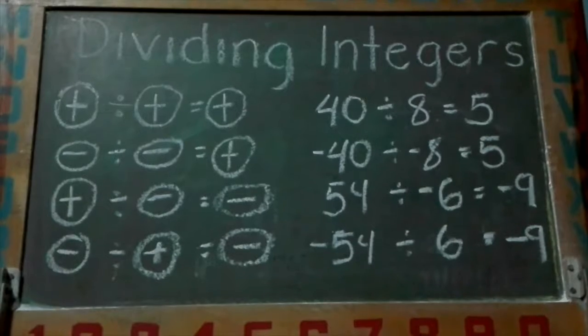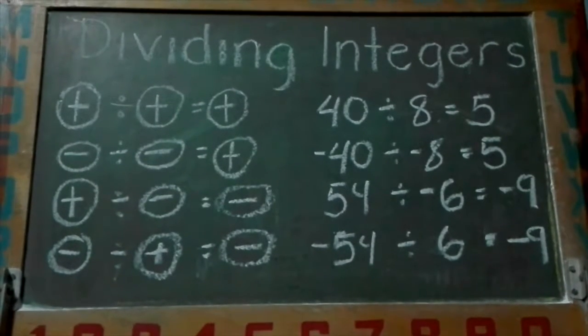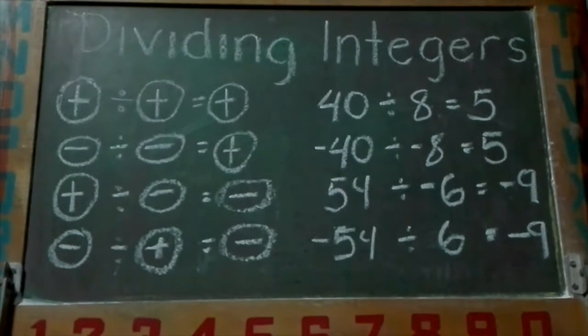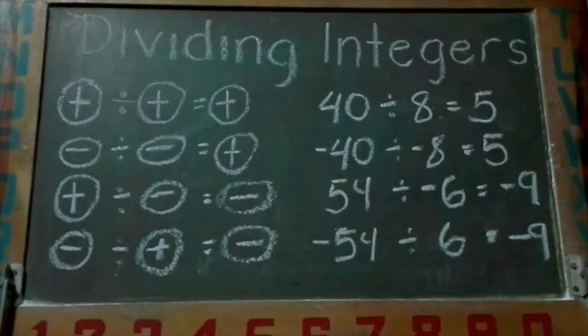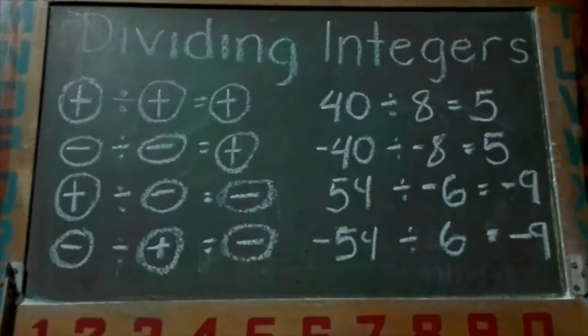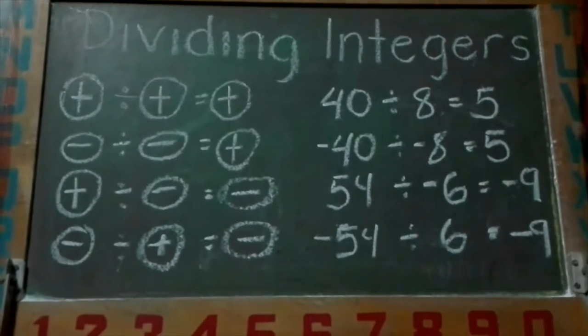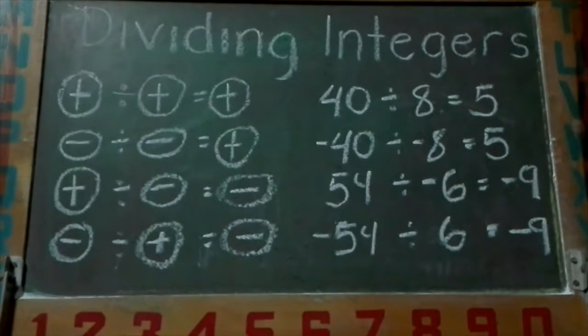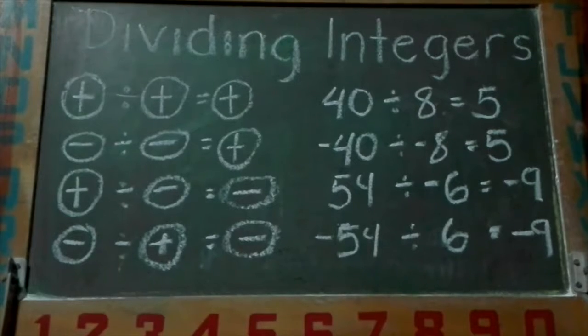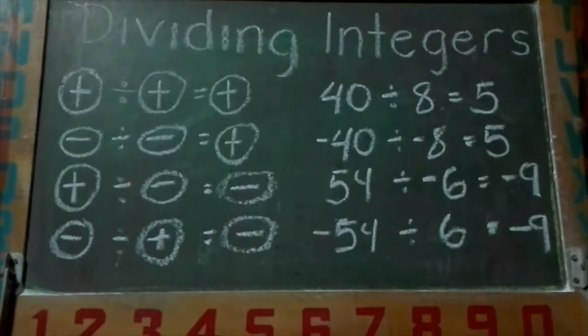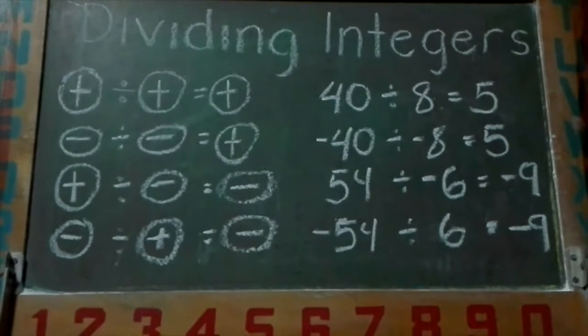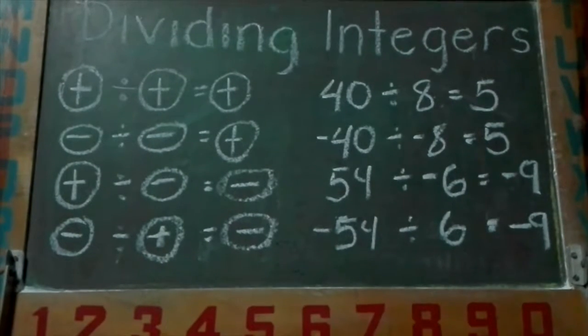Dividing integers. To divide signed integers, always divide the absolute values and use these rules to determine the sign of the answer. The quotient of two positive integers or two negative integers is positive. The quotient of a positive integer and a negative integer is negative.